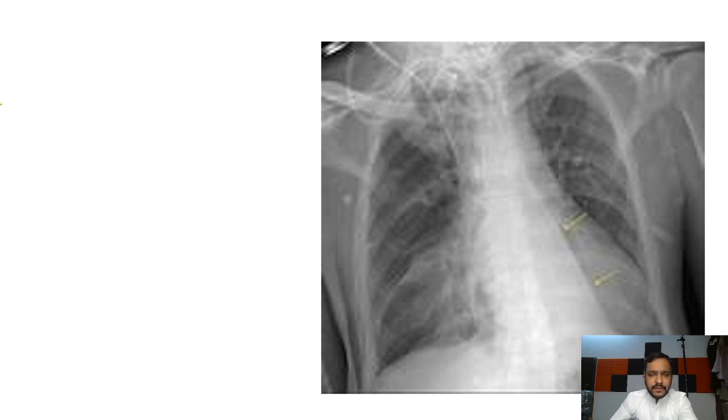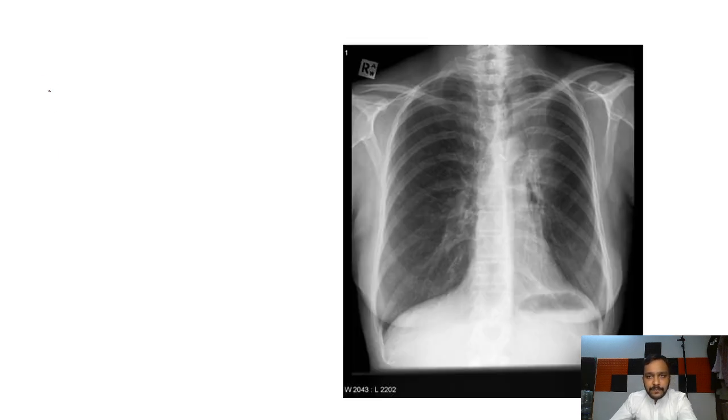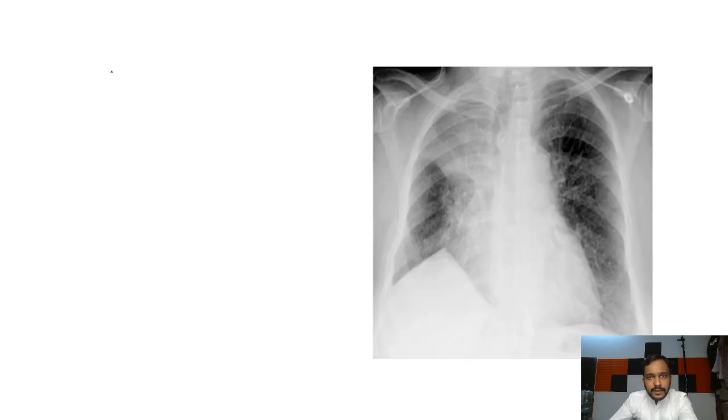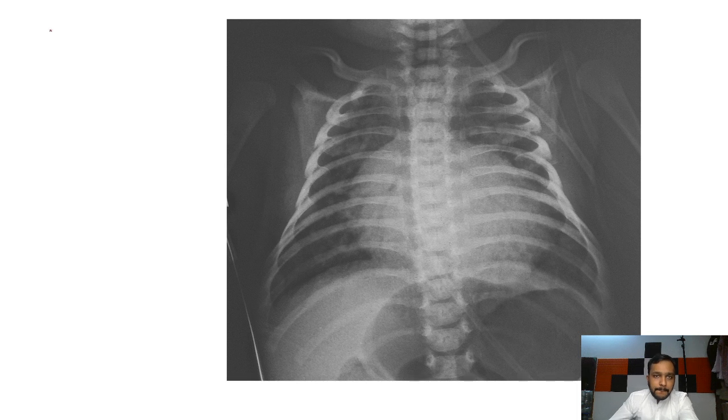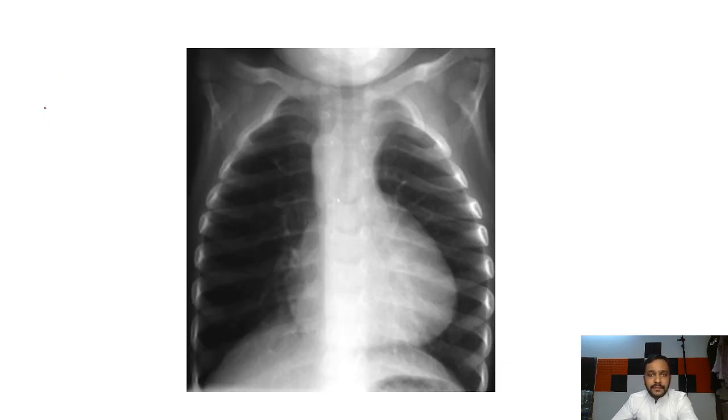Name the sign and tell me what abnormality you can see in this X-ray. Again, you have to tell the sign. This is also a sign. This is a congenital heart disease. You have to tell me the appearance and you have to tell the disease associated with that appearance.